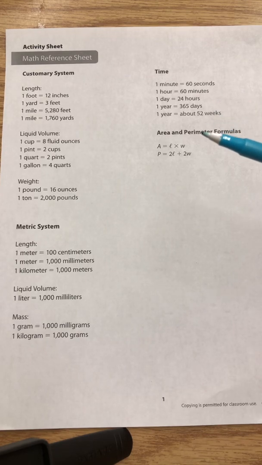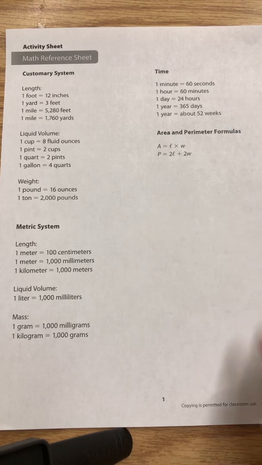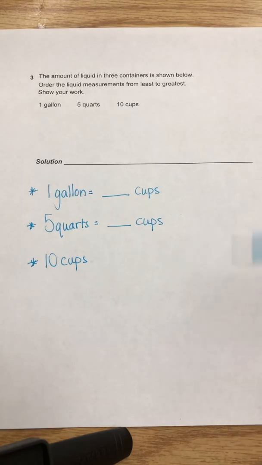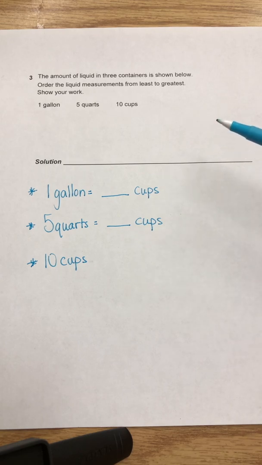Now, I want to show you a problem that we could use this reference sheet to help us with. Here's the problem. All right, and I've written a few things down here I'll explain in just a minute. Let's read the problem. The amount of liquid in 3 containers is shown below. Order the liquid measurements from least to greatest. Show your work. Okay, we're given 1 gallon, 5 quarts, and 10 cups. We want to put these in order from least to greatest.